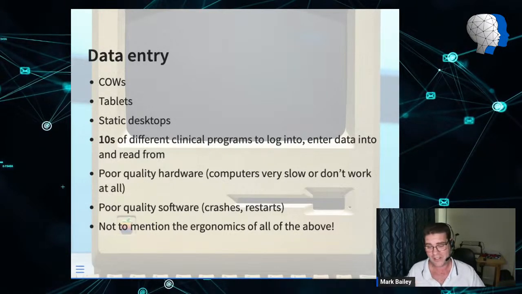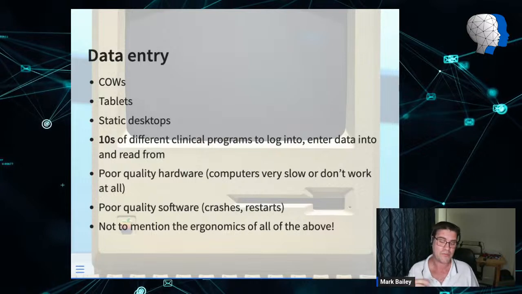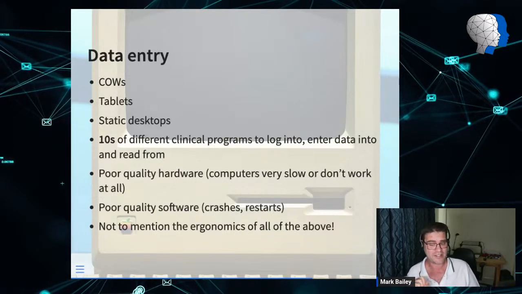And you have to log into each of them. You have to find the patient in each of them, copy and paste the hospital number in each of them. And each of these tend to crash at least once or twice a day as well.